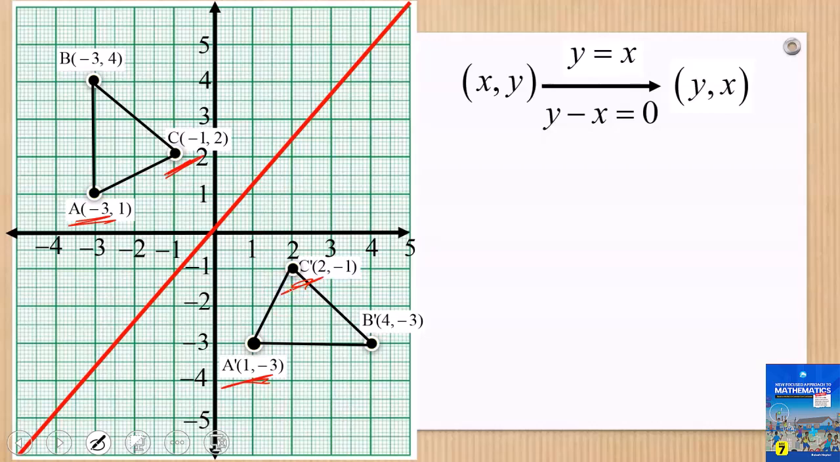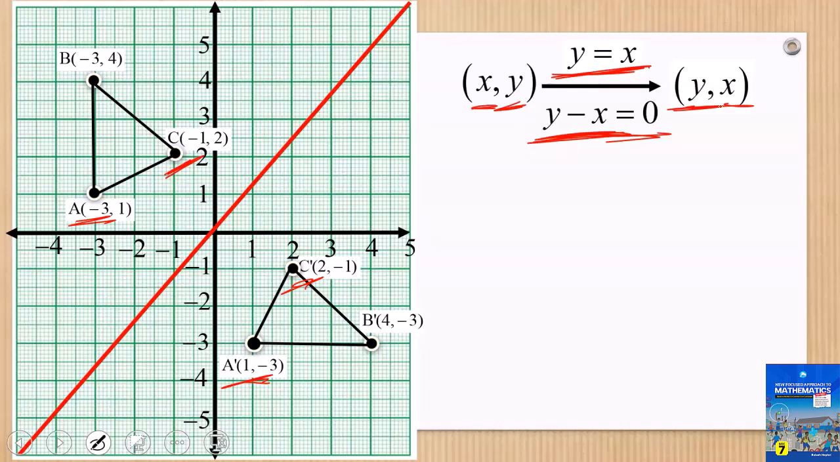So in a nutshell, when we have x and y, using y equals x, or we can also write it as y minus x is equal to 0, our image becomes y, x. We only swap the position of x and y values. I hope it makes sense.